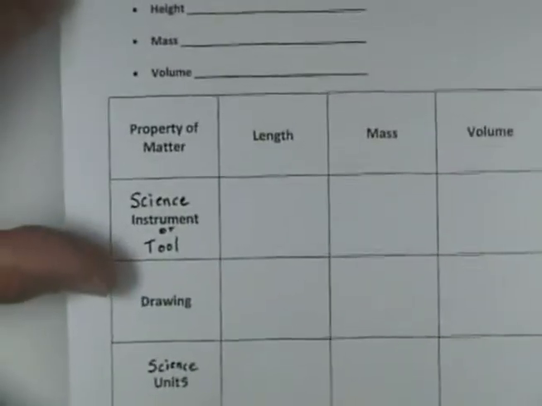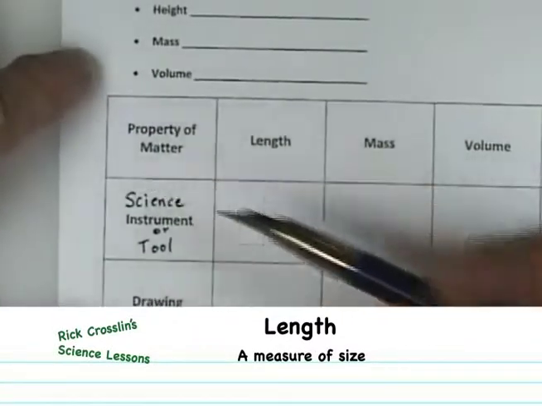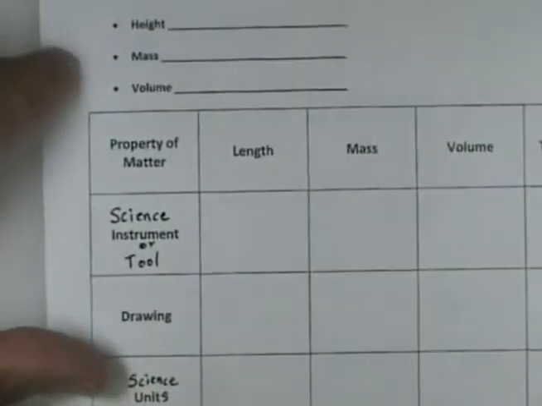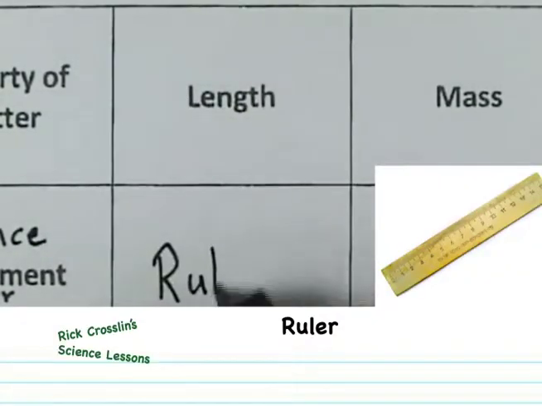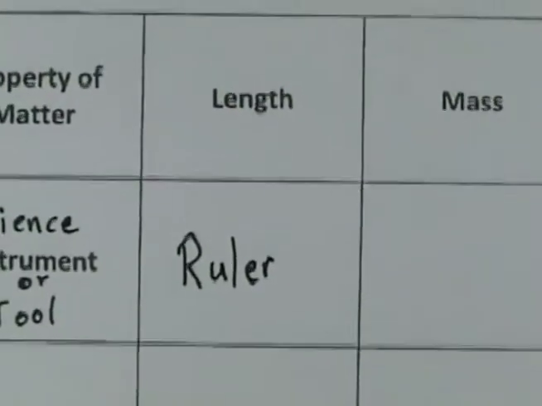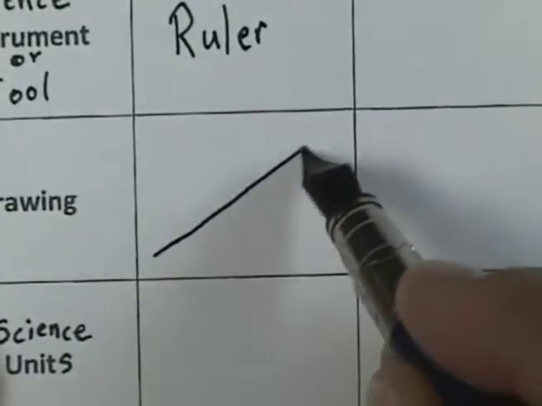Let's take a look at length first, okay? Length is something, back to my ink pen. I could tell the length of my pen. Now, I'm going to use something called a ruler. And it looks like this. I'm going to make a drawing of it.